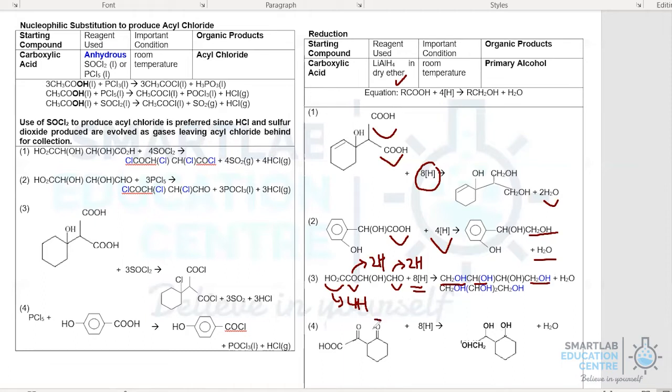In the final example, we actually have 2 sets of ketone and 1 set of carboxylic acid. So in the same vein, 8H is required because your carboxylic acid requires 4 hydrogen, and the other 2 ketones respectively need 2 hydrogen each. And so you're able to produce your primary alcohol. Both the other 2 alcohols produced from ketone are secondary alcohols.